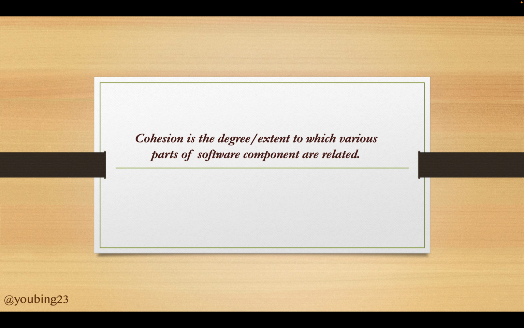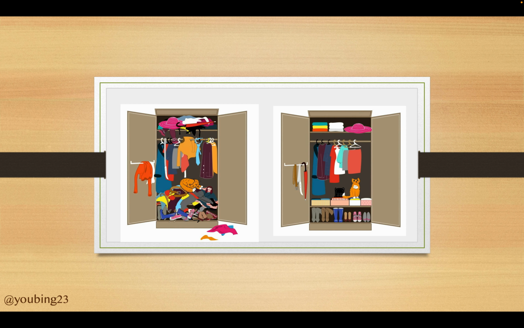So, if we apply the definition of cohesion here, which says that cohesion is the degree to which various parts of a software component are related, we could say that the items of the unsegregated wardrobe are not closely related and have a low cohesion, and the items of each of the segregated regions in the wardrobe are more closely related and have a high cohesion.